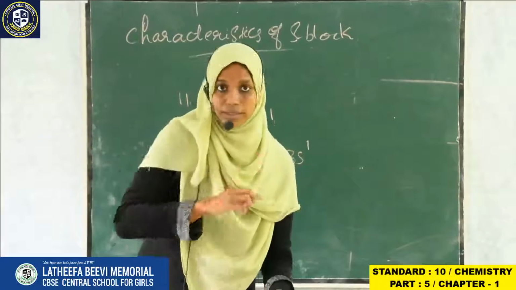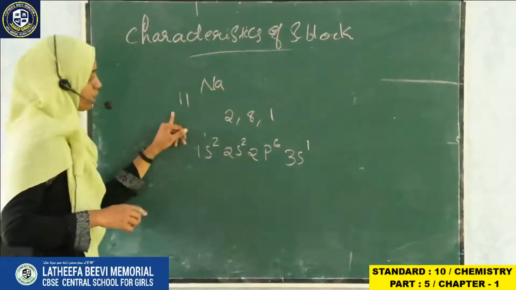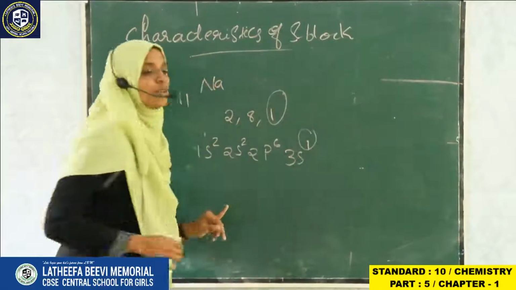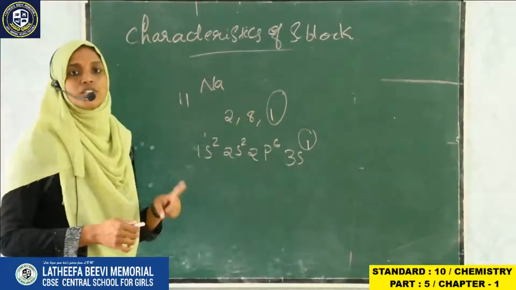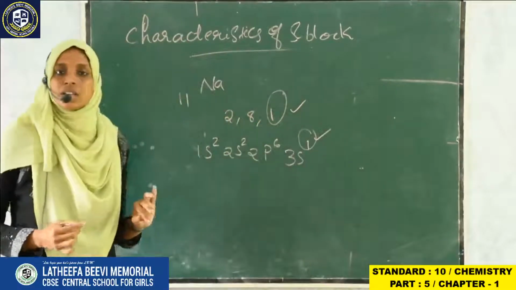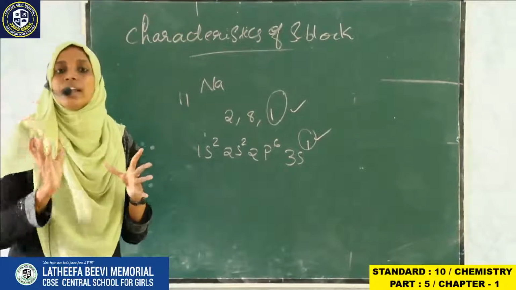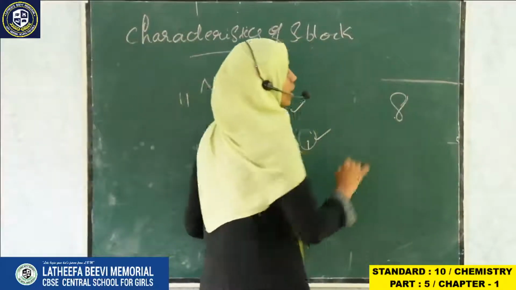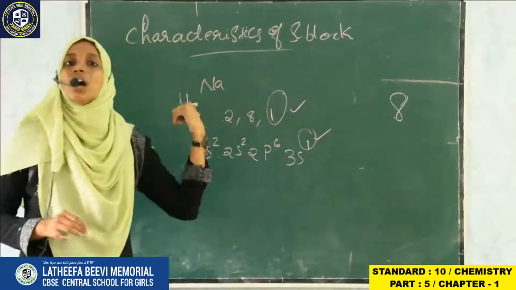And above, what have we written? The electronic configuration of sodium. So what about the number of electrons in the outermost shell? The number of electrons present in the outermost shell is 1. For completing the octet we need 8 electrons. So we want 8 electrons to complete the octet.